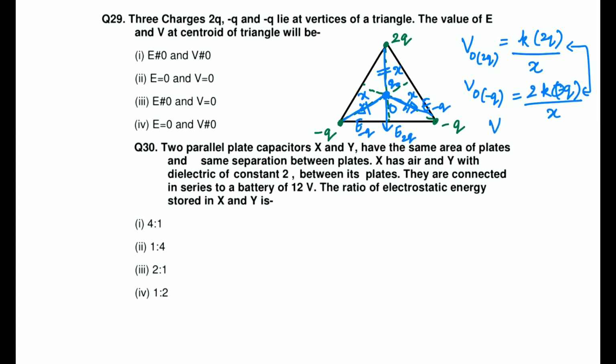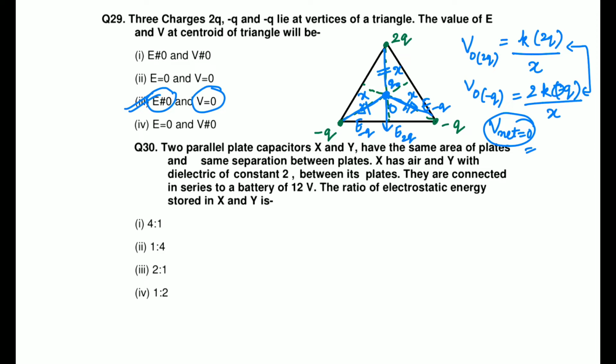So when you add, the net potential will come out to be 0. Can you guys understand that? Yes or no? Yes? Okay. So from this, you can clearly see option number 3 is correct, because V is equal to 0 and your electric field is not equal to 0. So option number 3 is the correct answer.